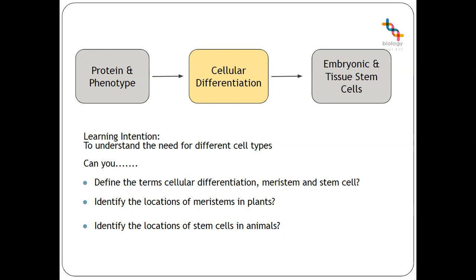So for today we're looking at understanding the need for different cell types. You need to be able to define the terms cellular differentiation, meristem and stem cell. You need to be able to identify the locations of meristems in plants and identify the locations of stem cells in animals.